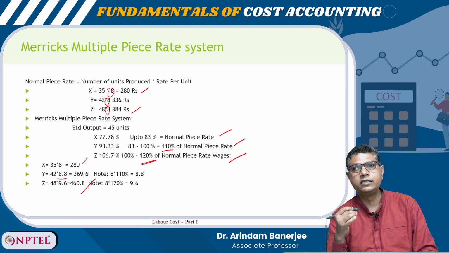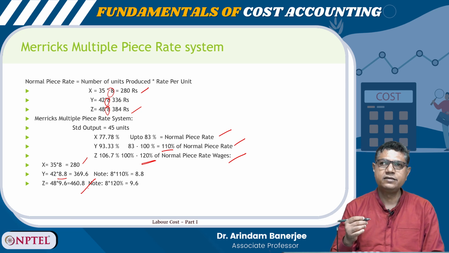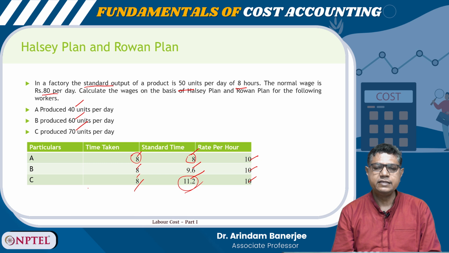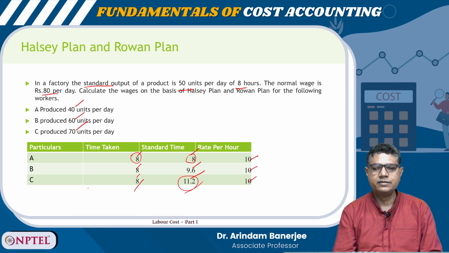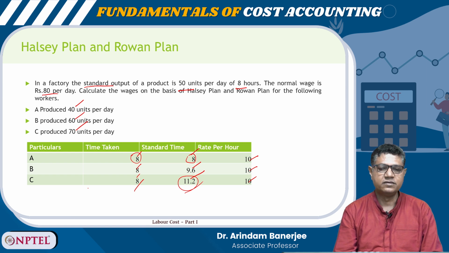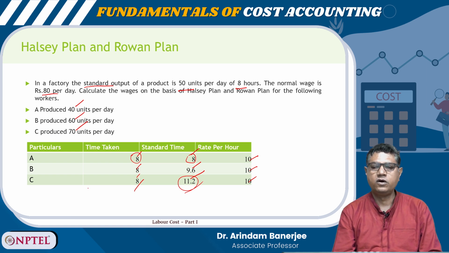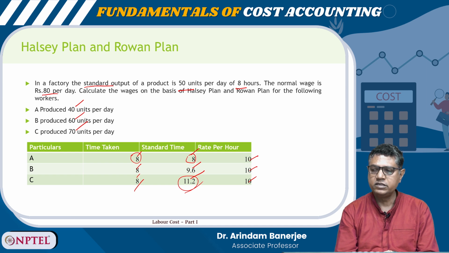So, here also you see the performers are getting rewarded, right. There are 2 other plans which are quite popular. One is Halsey plan, named after its propagator, and there is another one which is Rowan plan, right. So, here is one problem on Halsey and Rowan. In a factory, the standard output of a product is 50 units per day of 8 hours. The normal wage is rupees 80 per day. Calculate the wages on the basis of Halsey plan and the Rowan plan.